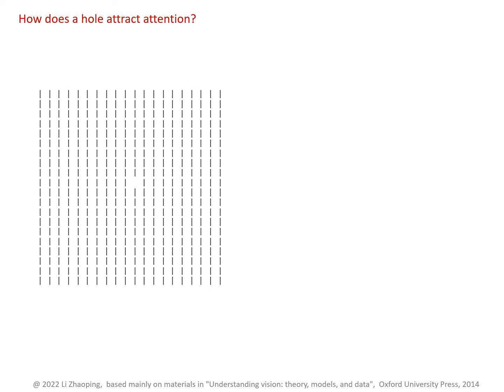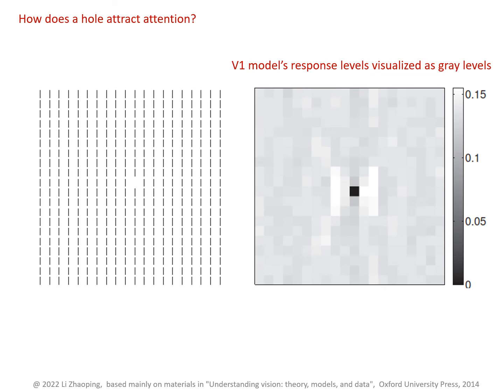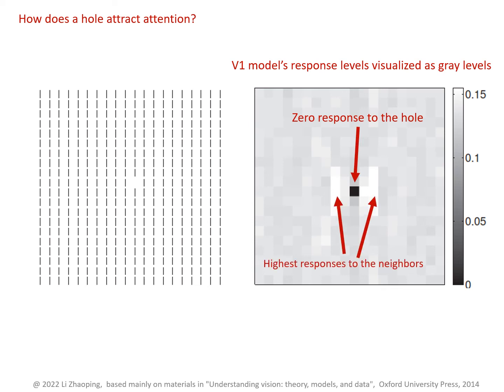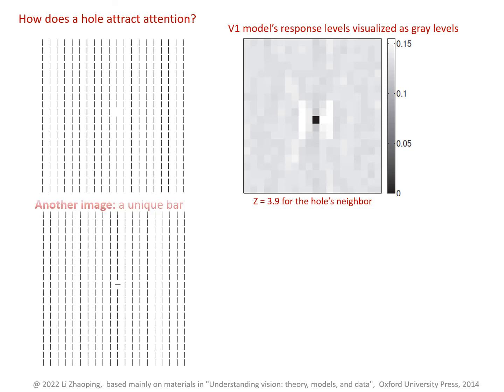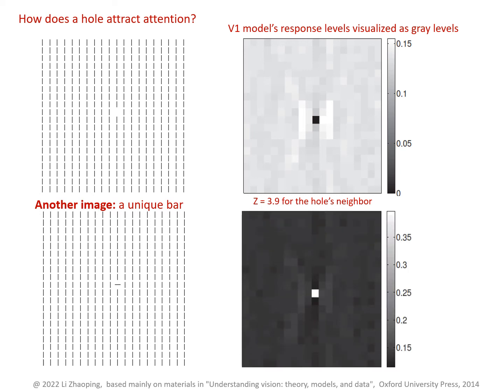To visualize small variations in the V1 model's responses, we use gray levels to represent the V1 model's response levels. The response is 0 to the hole. The responses are highest to the neighbors, giving them a z-score equal to 3.9, making the region around the hole quite salient. As a comparison, let's put an orthogonal bar inside the hole. It is much more salient. Of course, the V1 model's response to this orthogonal bar overshadows its responses to all the other bars, and the z-score is 18.